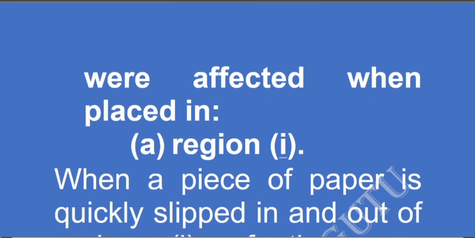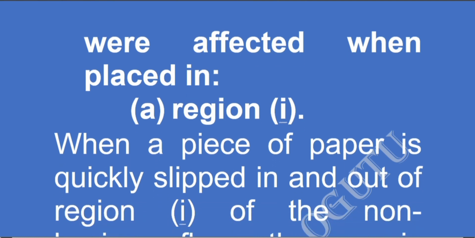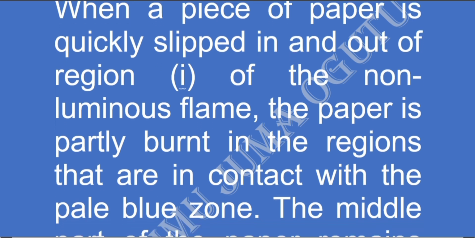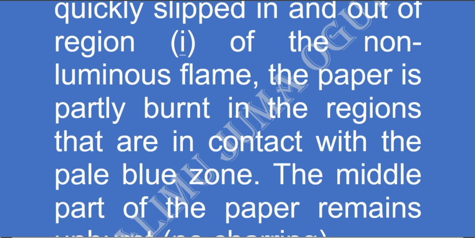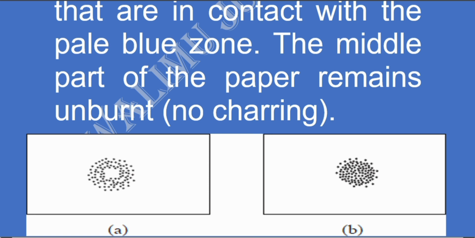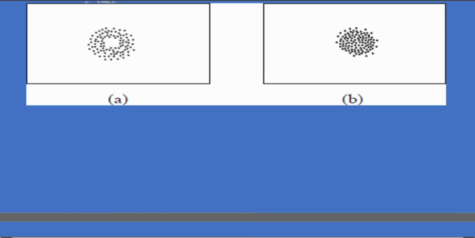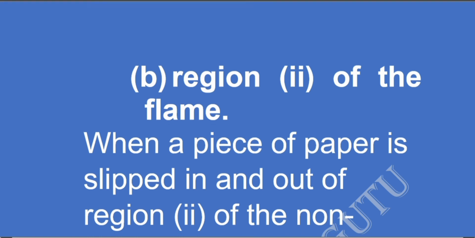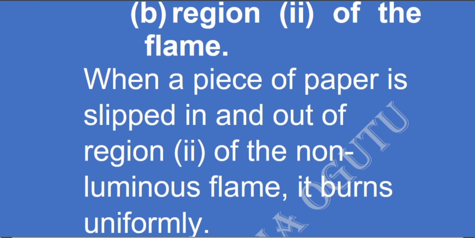That's the first one. When a piece of paper is quickly slipped in and out of region 1 of the luminous flame, the paper is partly burnt in the region that is in contact with the pale blue zone. The middle part of the paper remains unburnt or not charred. So you can just see, this is region 1 for part A, this is region 2 for part B. Then we have region 2 of the flame. When a piece of paper is slipped in and out of region 2, it burns uniformly.